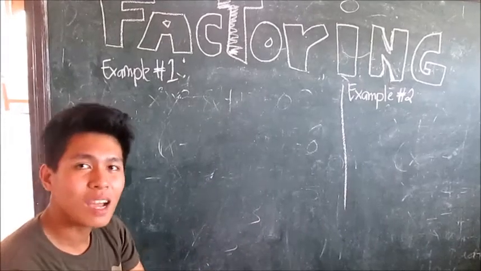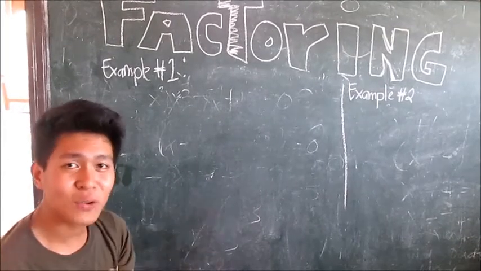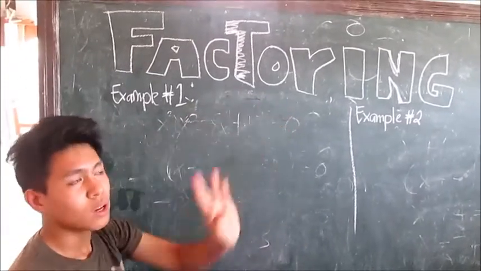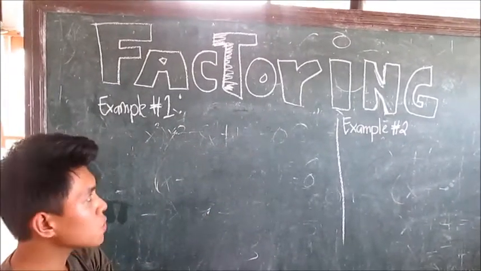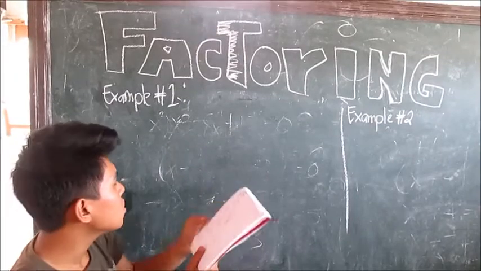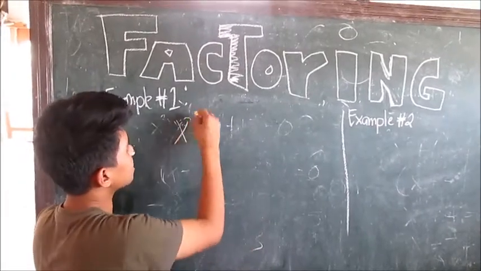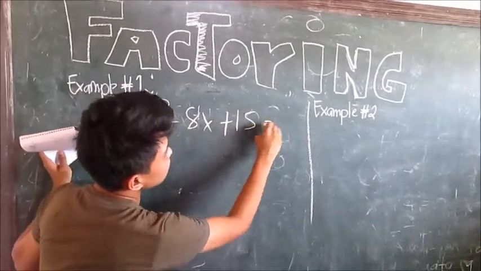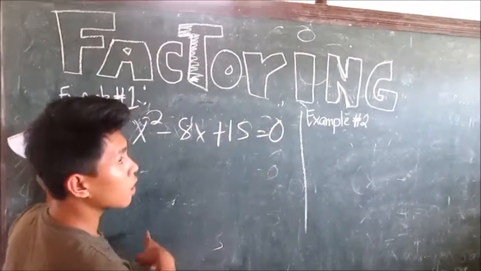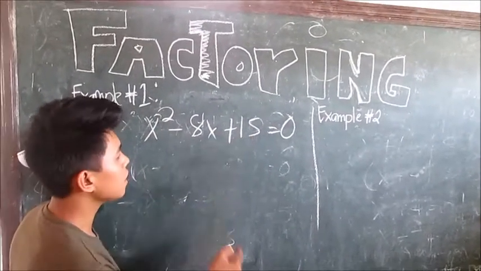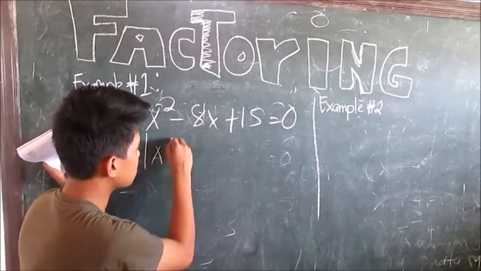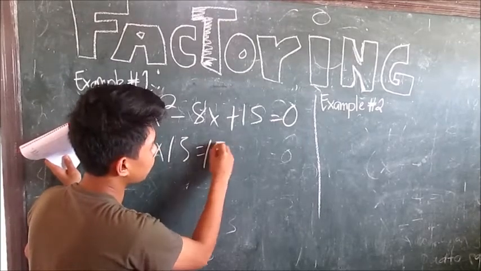Hello everyone, my name is Johnrey and I am going to show you something about the example of factoring. So, we are going to have example number 1. We have x squared minus 8x plus 15 equals 0. And we are going to find the factors of 15. So, let's say for example, 1 times 15 equals 15.